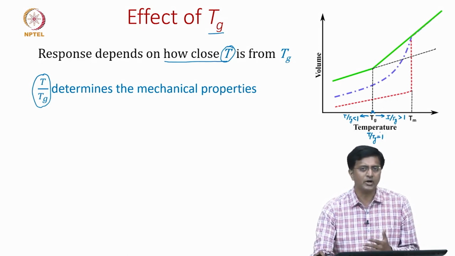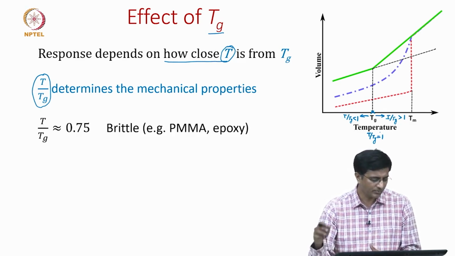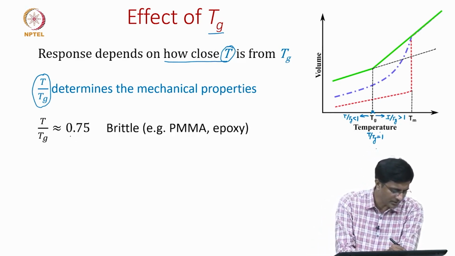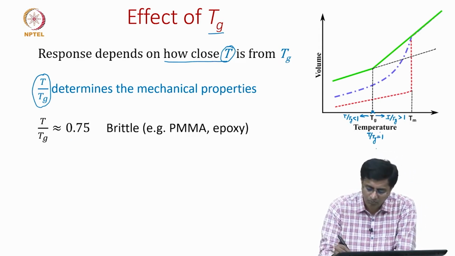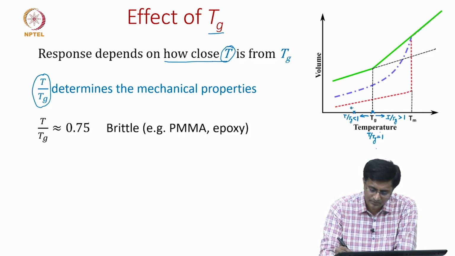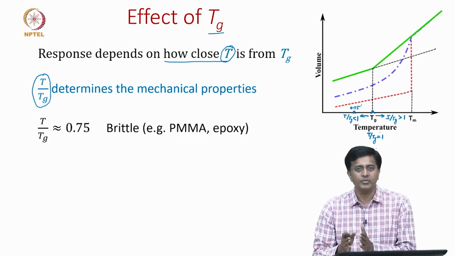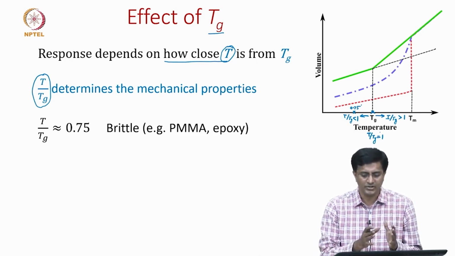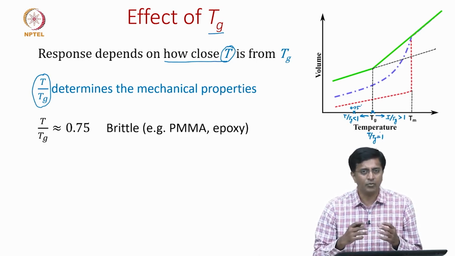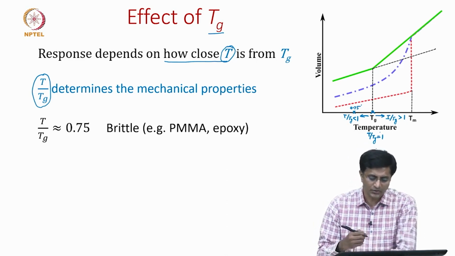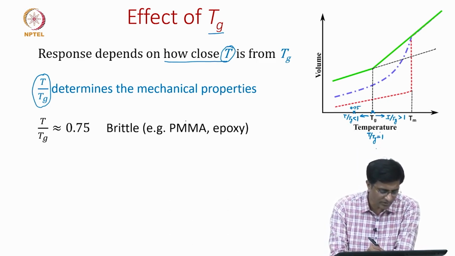So, let us look at a couple of examples, starting from brittle behavior. We notice brittle behavior when this value is about 0.75. So, 0.75 will be somewhere here, let us say. Which means we are looking at temperatures less than the glass transition temperature, where the behavior of the polymer is glassy, as we have already seen in previous discussions. The polymers which exhibit this behavior are plexiglass as well as epoxies.